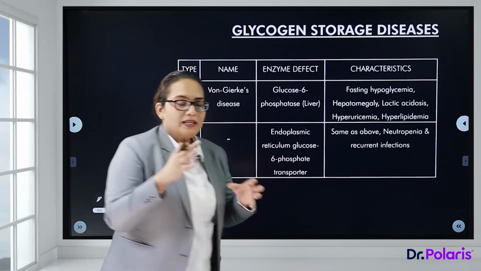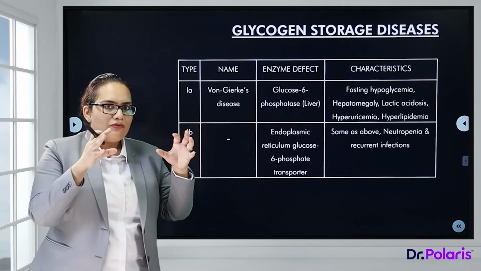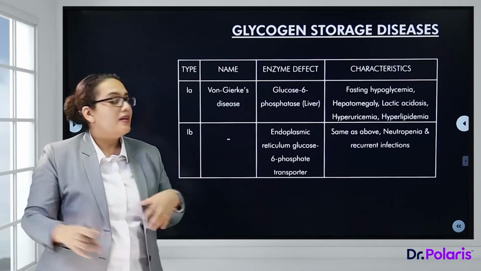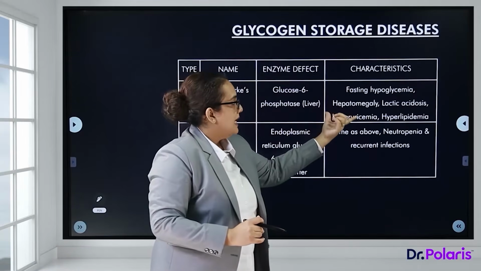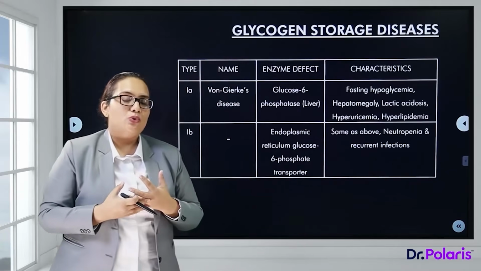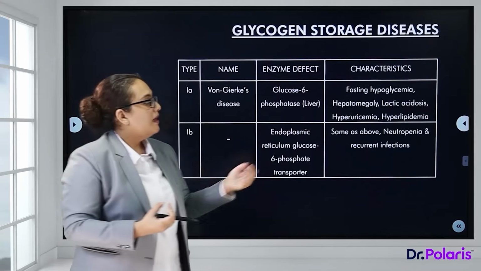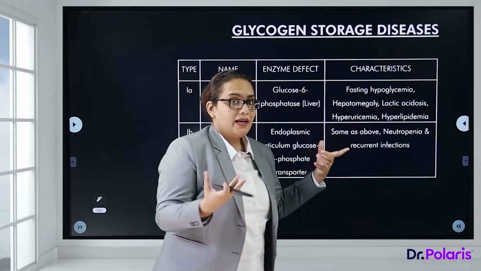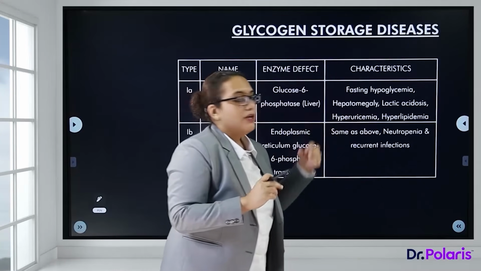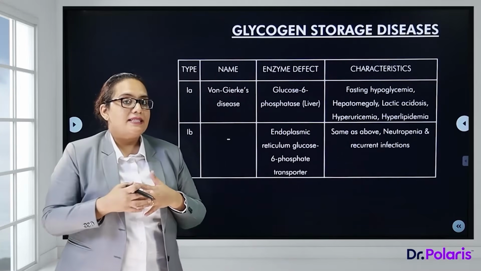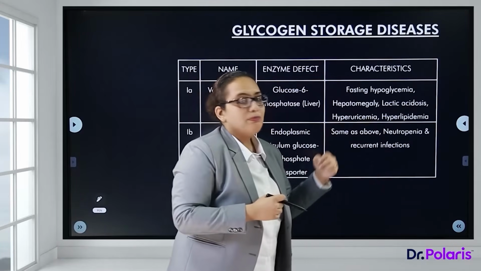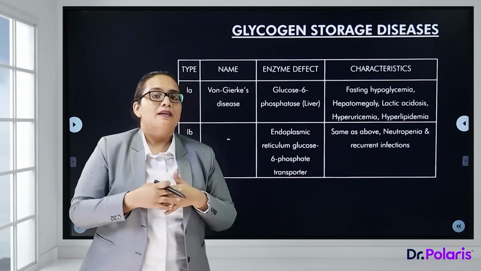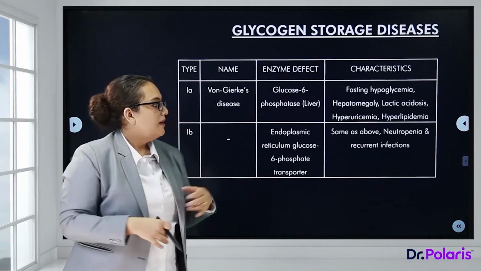So because of that, the conversion doesn't occur. Glucose 6-phosphate does not get converted to glucose. There's fasting hypoglycemia. Along with that, there is hepatomegaly because of the accumulation of glucose 6-phosphate within the liver. There is lactic acidosis. Why? I'll come to that later. Hyperuricemia, increase in blood uric acid level. Why again? That will be explained a little while later. And then hyperlipidemia, increase in the serum lipid levels.